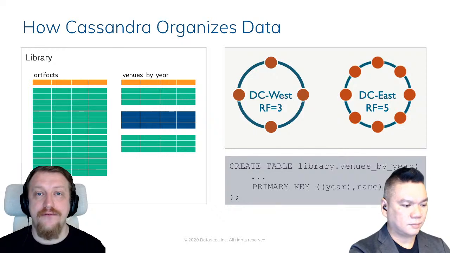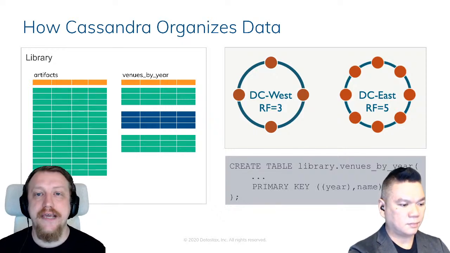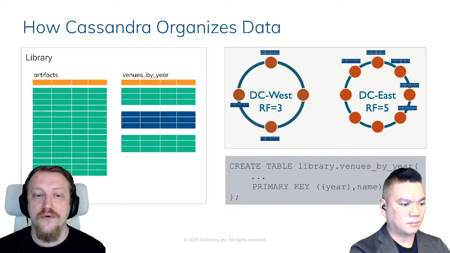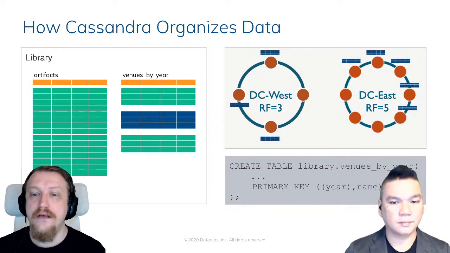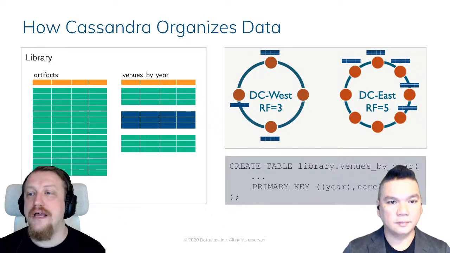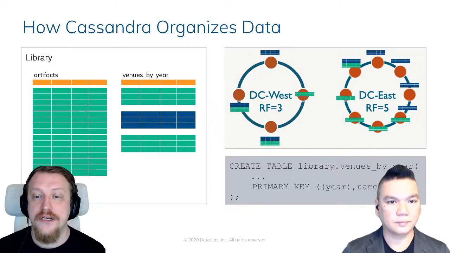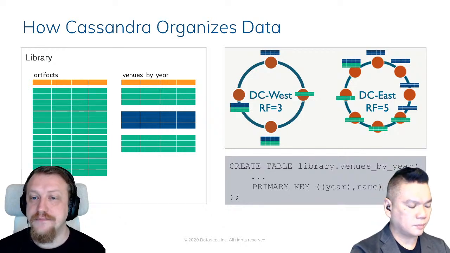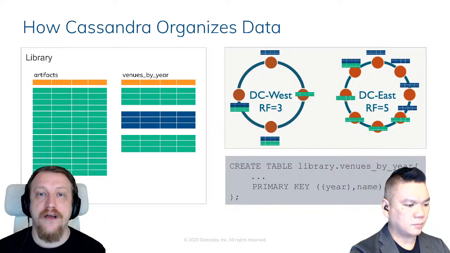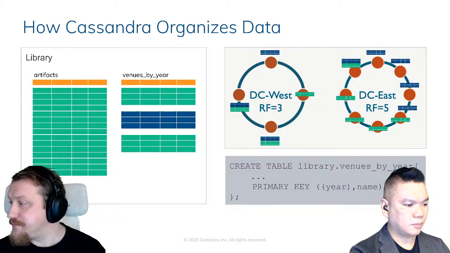It means that every partition, exactly like Erick said, will be replicated multiple times. So the blue partition, for example, will go 3 times on the West center and 5 times on the East center, but also all the other partitions will be replicated multiple times. That's defined by the replication factor of the keyspace we created in the very beginning.